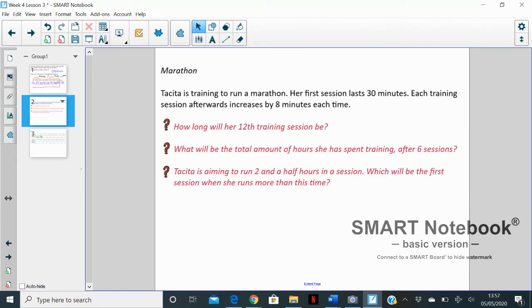And then you have questions to answer. How long is her 12th training session going to be? What is the total amount of hours she has spent training after 6 sessions? Tacita is aiming to run 2.5 hours in a session. Which will be the first session when she runs more than this time? So which session will it be where she ends up running more than 2.5 hours? So you'll need to know how much 2.5 hours is in minutes, and think about your sessions. At what point will she run more than that?